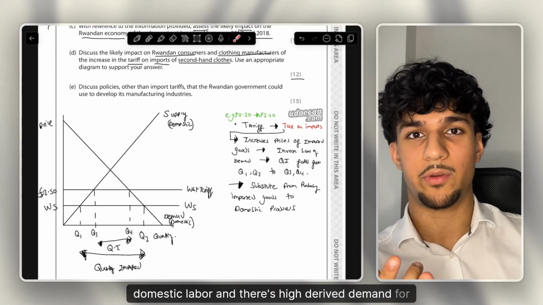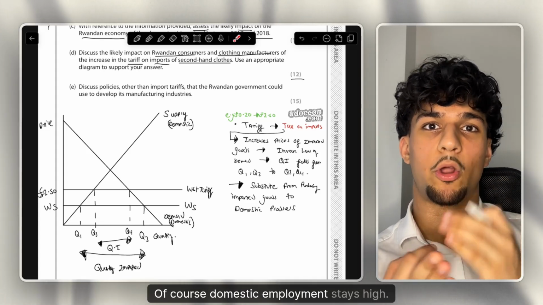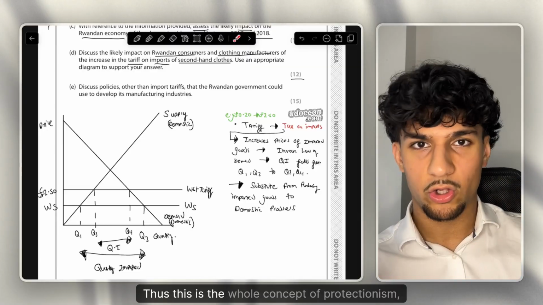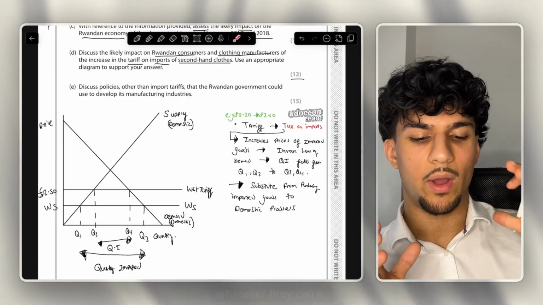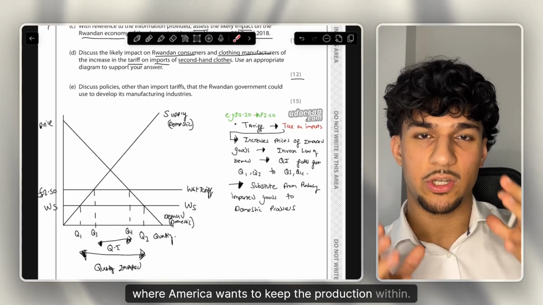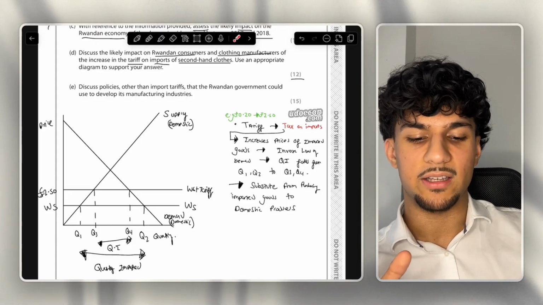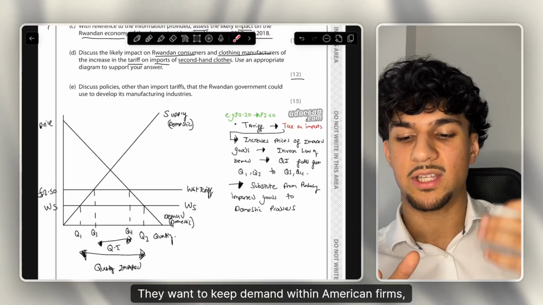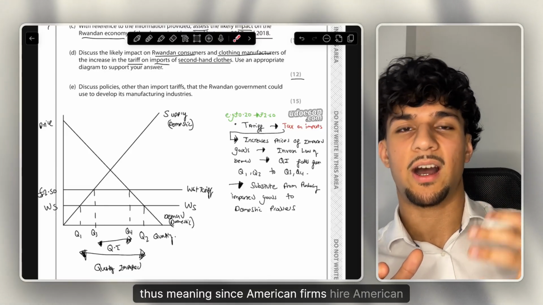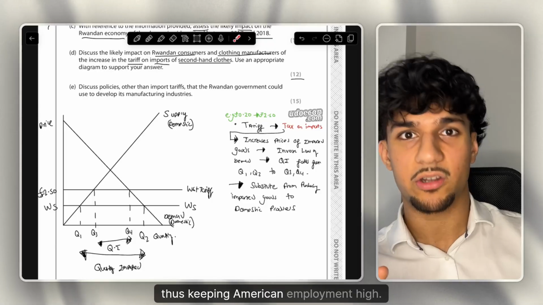And there's high derived demand for domestic labour, so of course domestic employment stays high. Thus, this is the whole concept of protectionism, the whole concept of made in America, whatever they call it, where America wants to keep the production within America, and they want to keep demand within American firms. Since American firms hire American workers, that keeps American employment high.